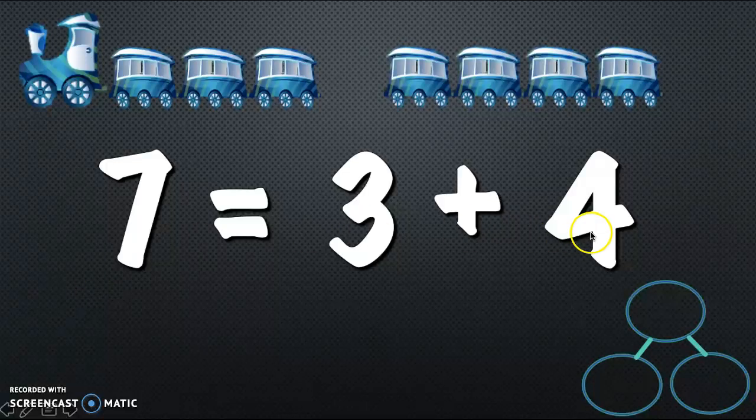What if we put this number sentence into a number bond? I bet you can do it. Press pause. Go ahead and fill in that number bond and then just press play to check yourself.